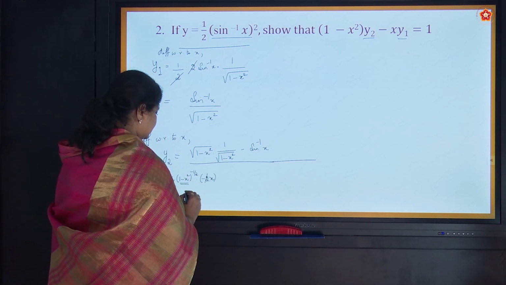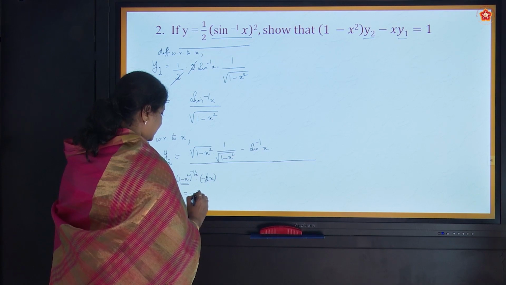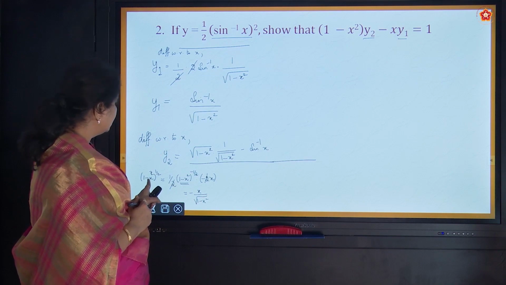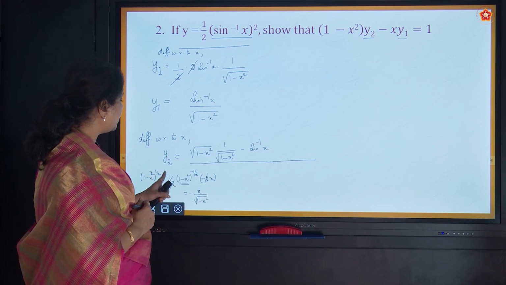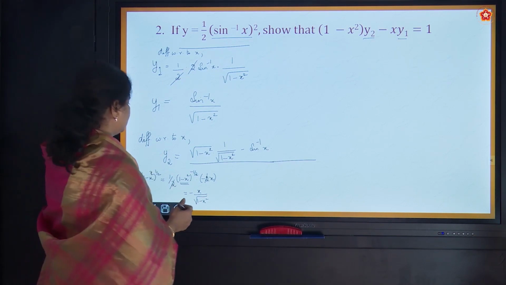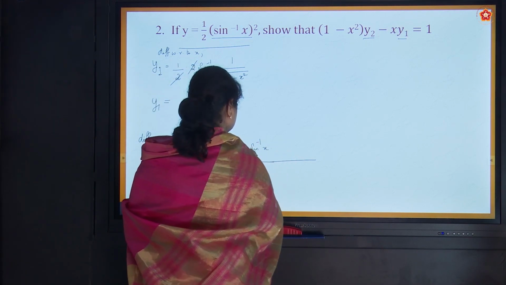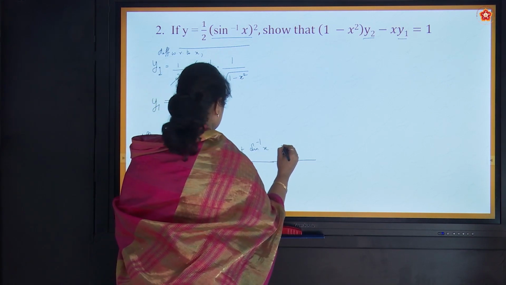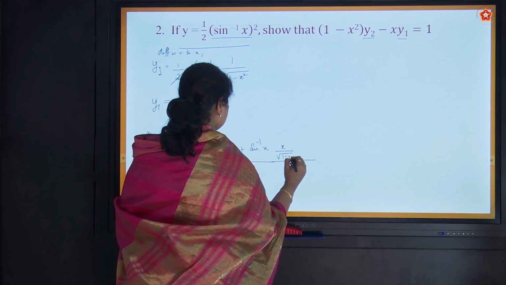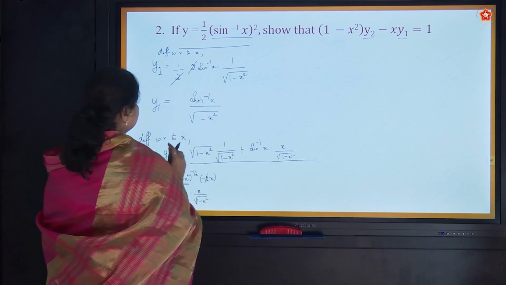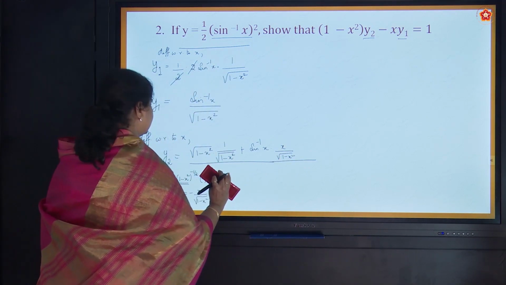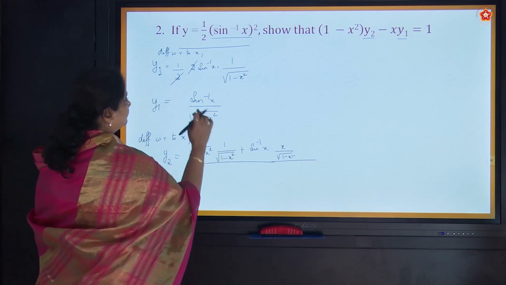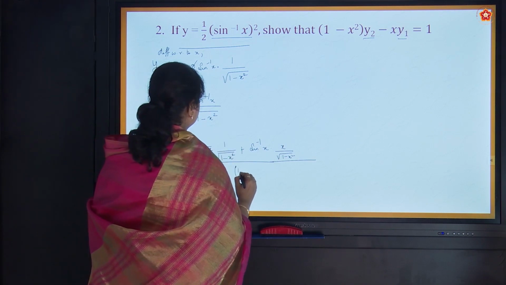So again, I cancel this out. I get minus x by root of 1 minus x squared. This is what I get when I differentiate 1 minus x squared, the whole power half. So let me put that here. So this minus and this minus becomes plus, into x by root of 1 minus x square, divided by the square of the denominator. This is for your understanding that I put it there.